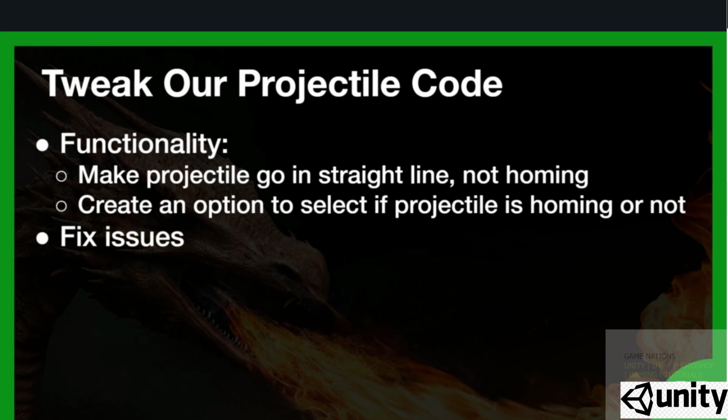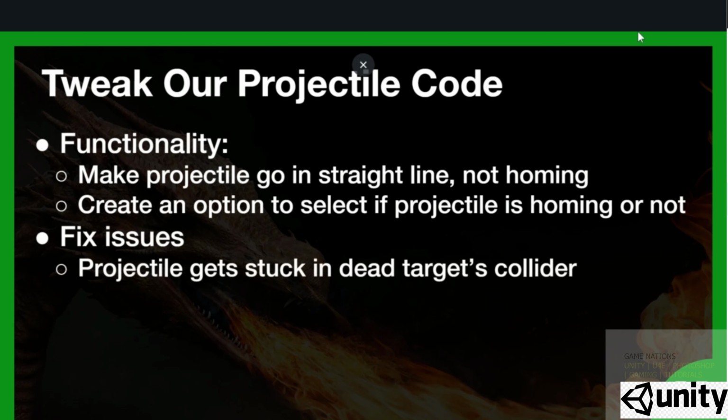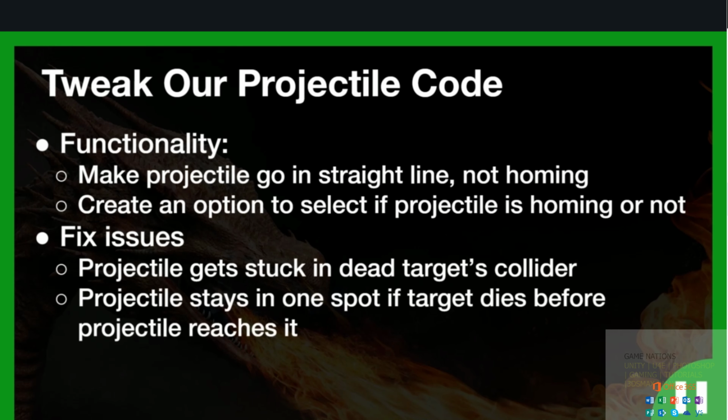And then to fix these issues as they arise, as we make these changes, new ones might come up, hopefully not too many. First of all, the projectile gets stuck in the dead target's collider. If the target is dead, we want the projectile just to go flying off into the distance. And we also have an issue where the projectile stays in one spot. If the target dies before the projectile reaches it, your arrow just sort of pauses mid-air, is one of the things that I've found. So all this is going to be in one script, just the projectile script.